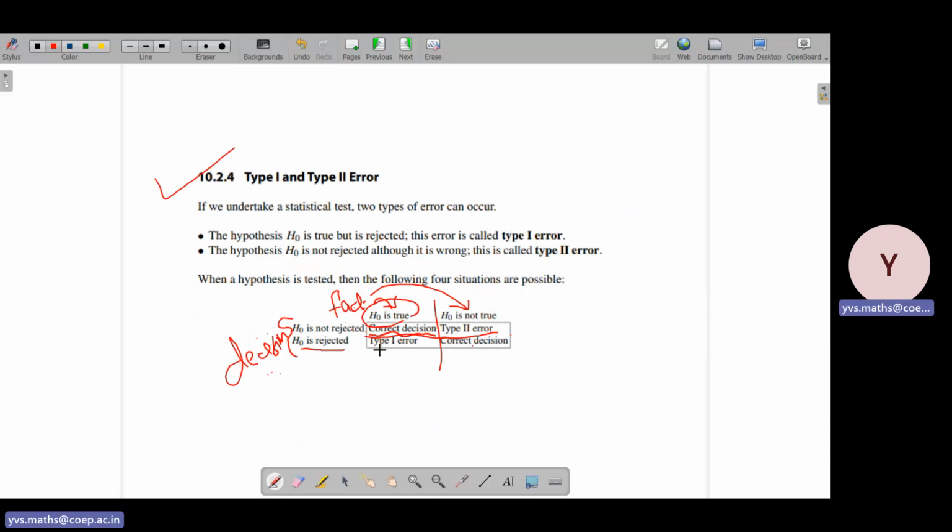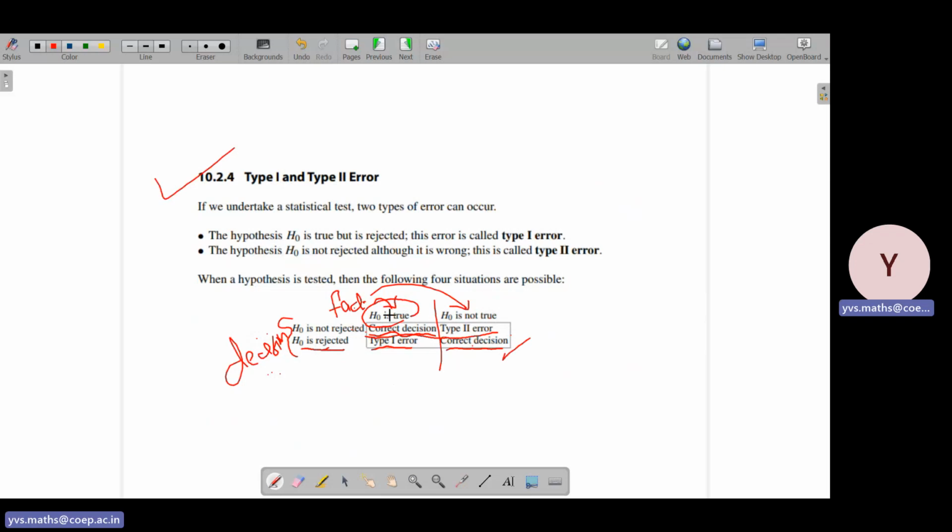Now look at the cell of type 1 error. What is type 1 error? If H0 is true but you are rejecting. See, when H0 is true, you should not reject. When H0 is true, you should accept H0, right? But you are rejecting. So in that case, your decision is not matching with the fact, and then we say that you are making type 1 error. And the last cell is correct decision. What it says is if H0 is not true and if you are rejecting, then you are on the correct path of decision and your decision is correct. Okay. So this is how to define type 1 error and type 2 error.